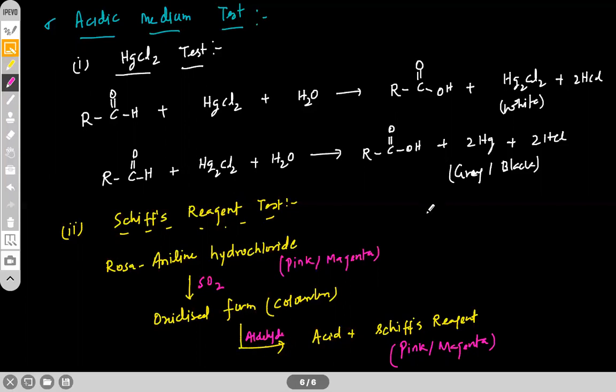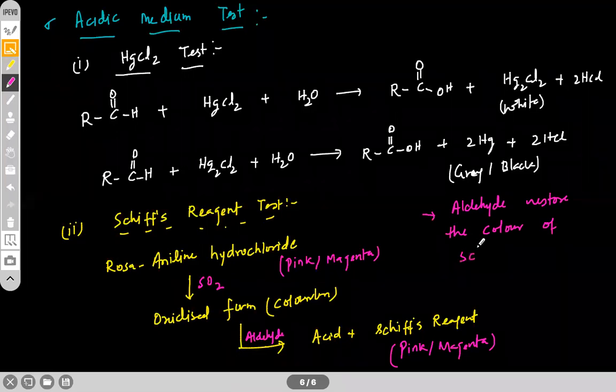And we also say that aldehyde restores the color of Schiff's reagent. Ketone does not do so. Okay, and that is the test. Only the color change you have to keep in mind.